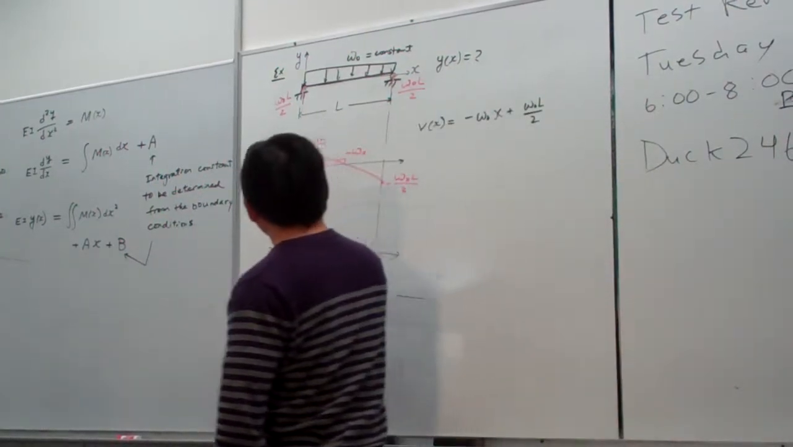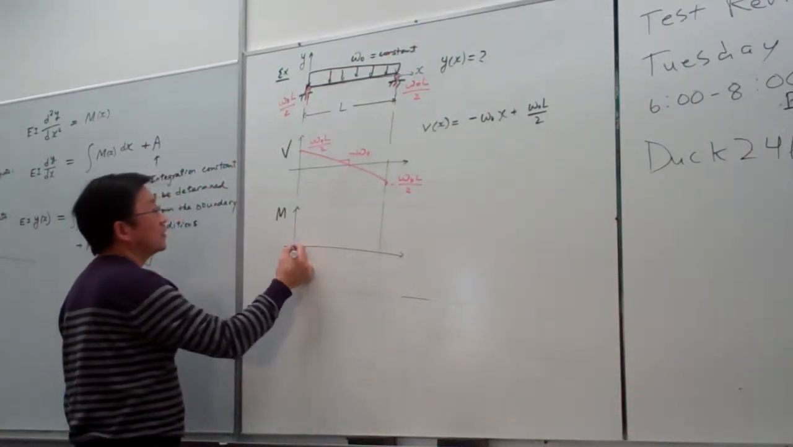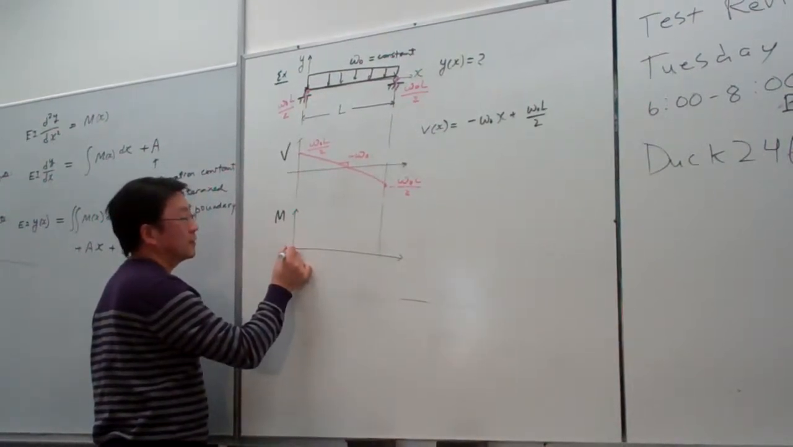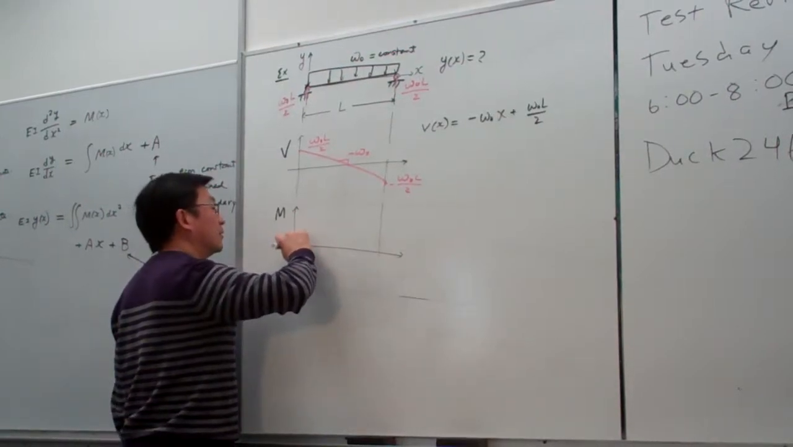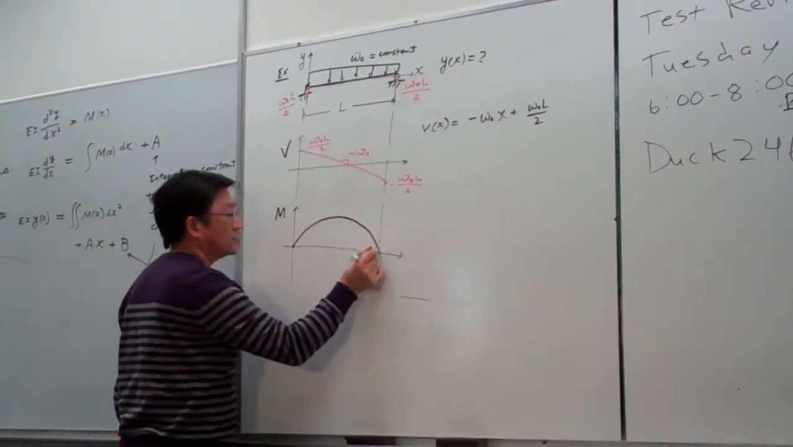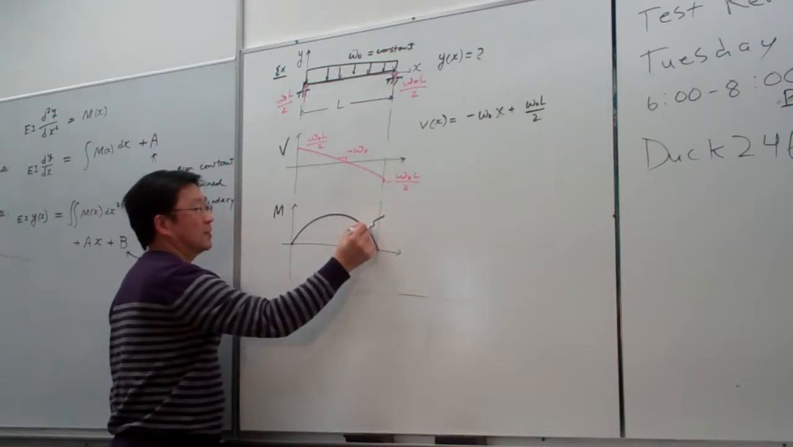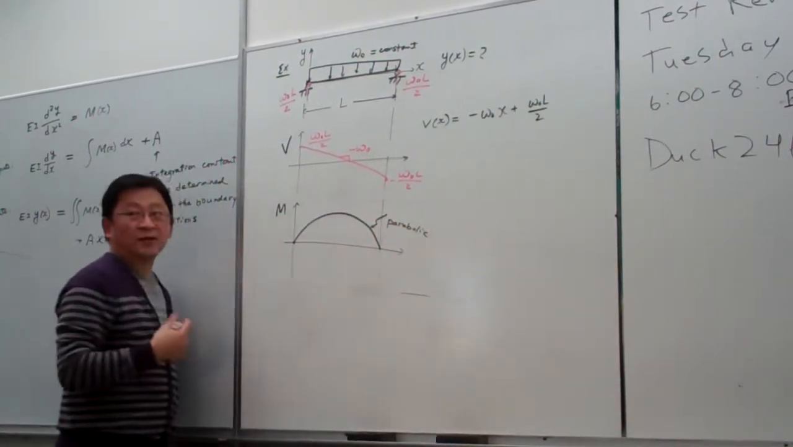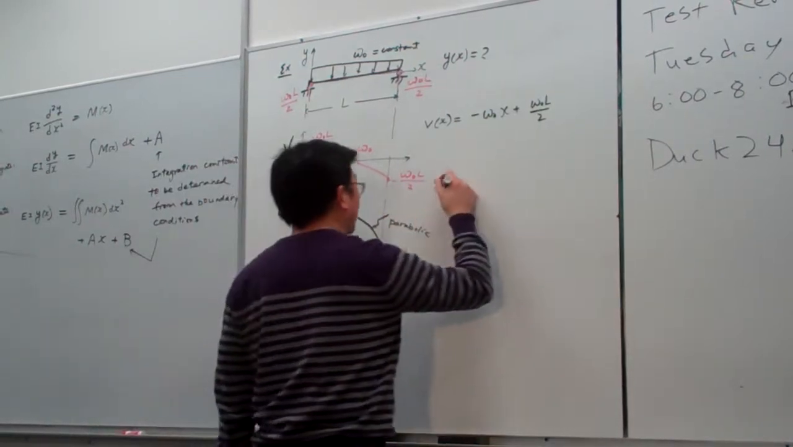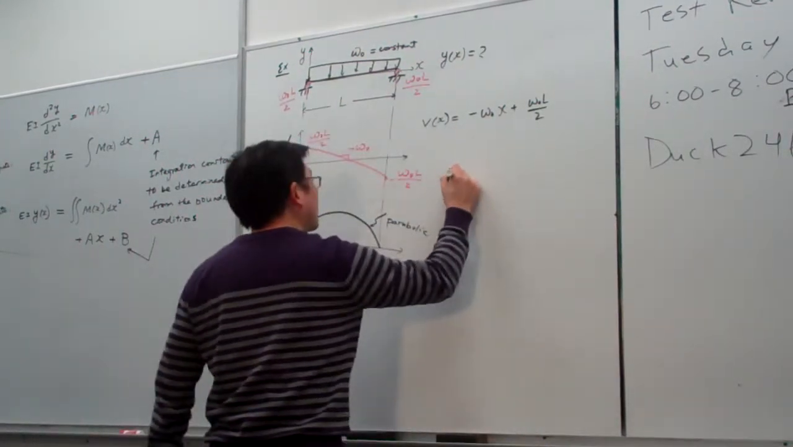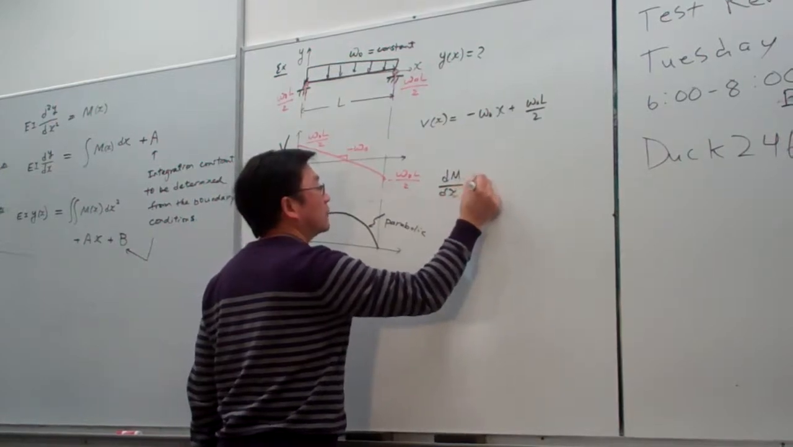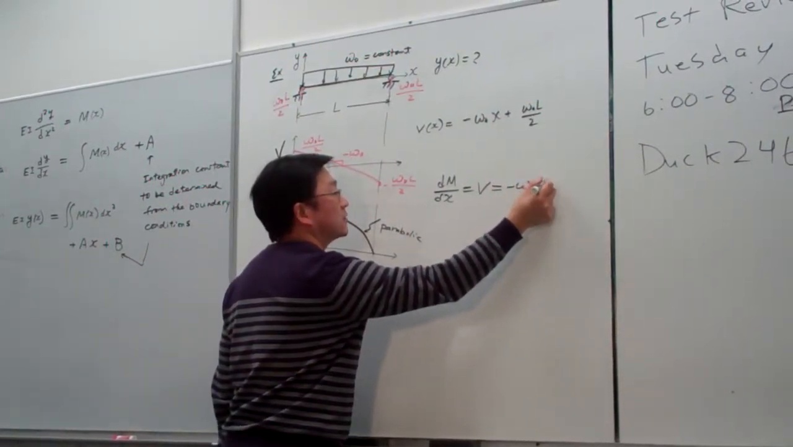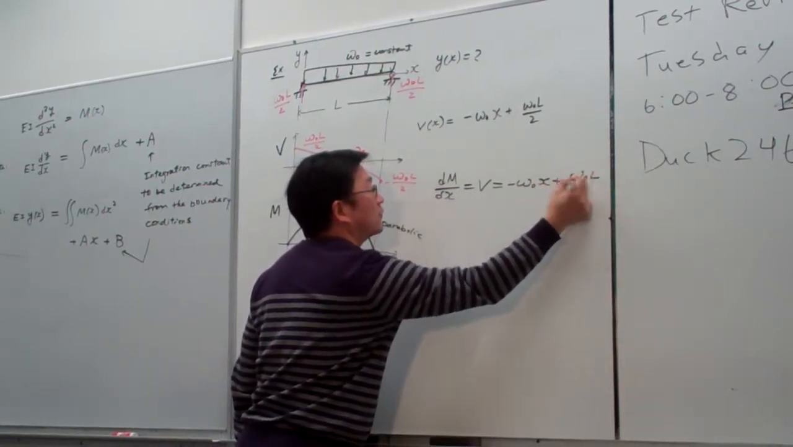And for this one, we can calculate the curve, if you remember, it will be like this. So this is a parabolic. And what is the shape of M of x? In this one, I'm going to calculate in this way: dM/dx equal to V, and here V equal to minus omega 0 x plus omega 0 L over 2.